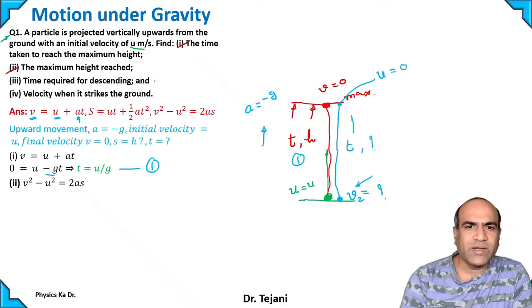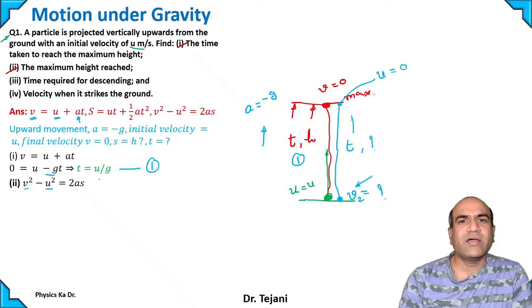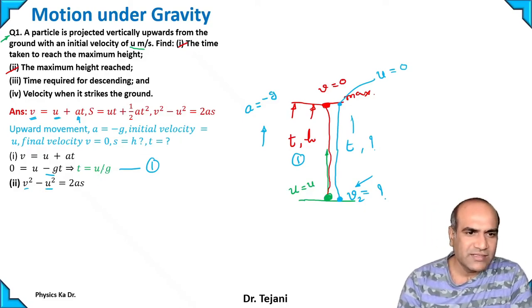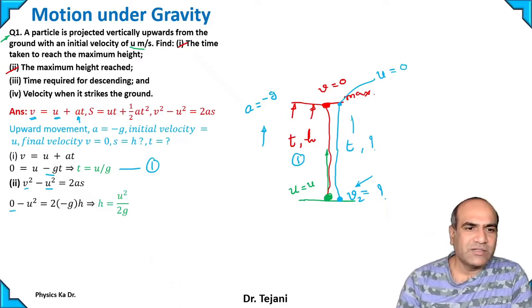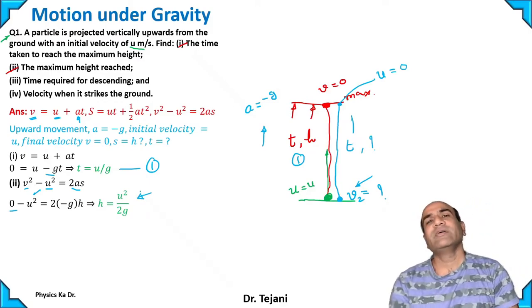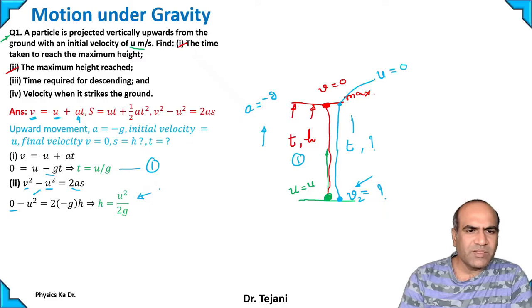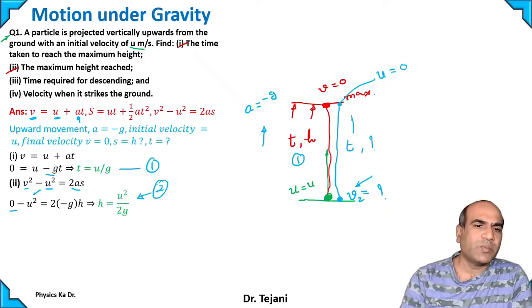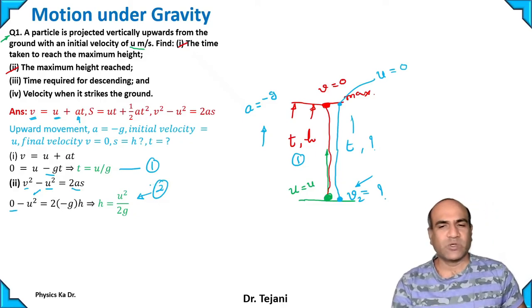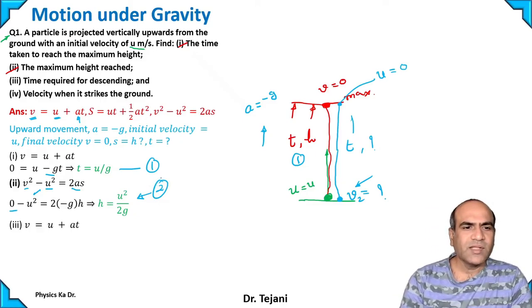Second, to find height we need v square minus u square is equal to 2as. Final velocity is 0, initial is u, upward movement so minus g, and h is equal to u square by 2g. H is equal to u square by 2g. You may remember this as equation number 2: when the body reaches the top, the height is h equal to u square by 2g.